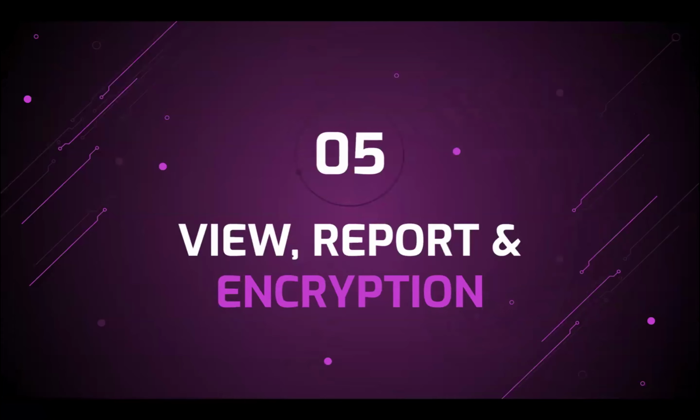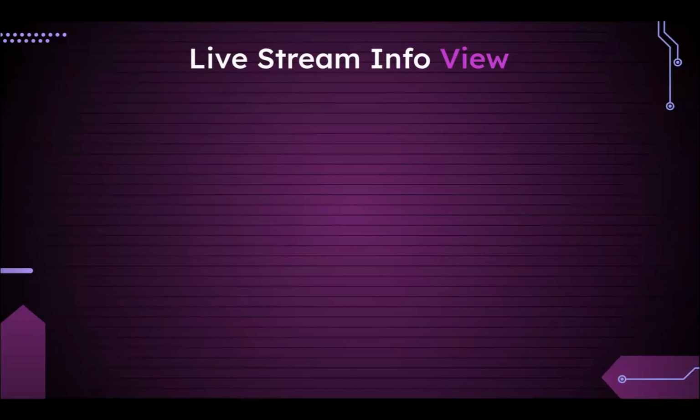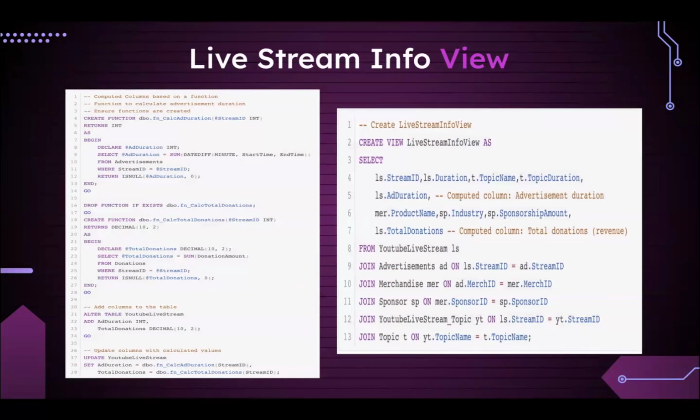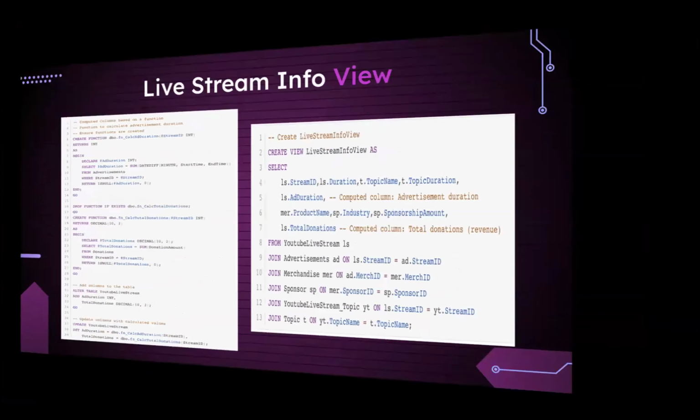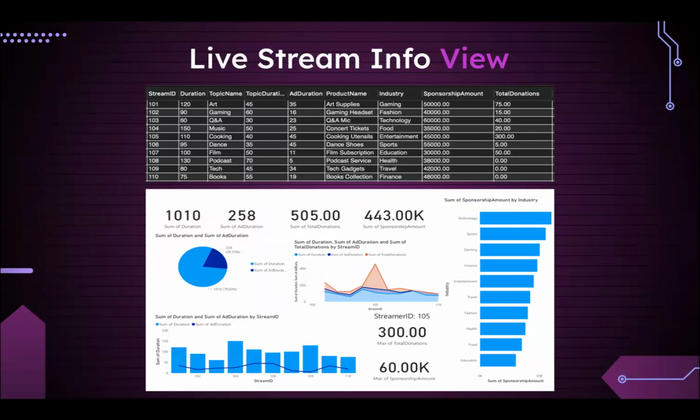Over to you, Rina. Yeah, thank you, David. Here's how we created the views and the visualization. First, we created two functions. The first calculates the time duration of the advertisement during a live stream, and the second calculates the total donation amount during the live stream. Then we added these columns into the table, and we created a view called live stream information. We can see the result here, so we can see the virtual idol's performance and also the profit during the live stream.